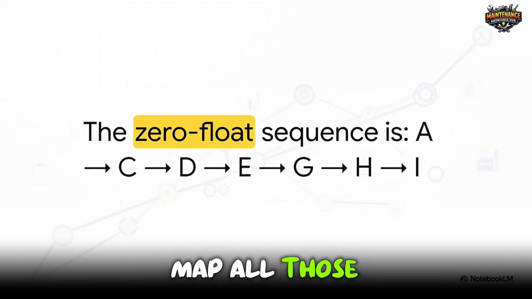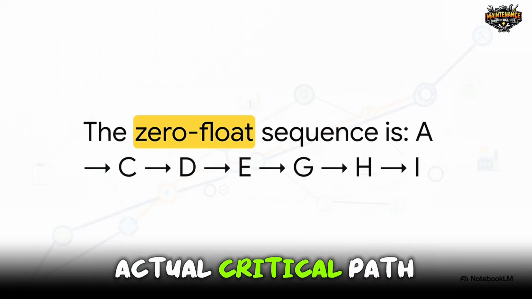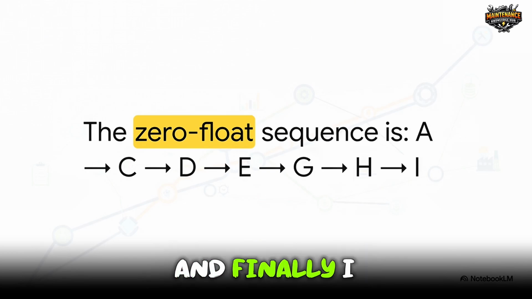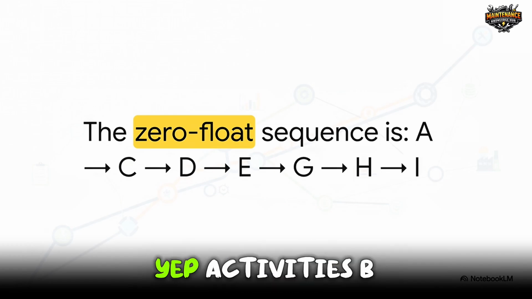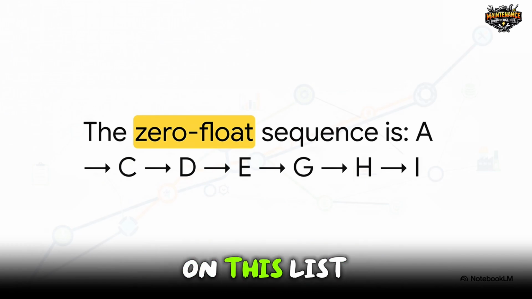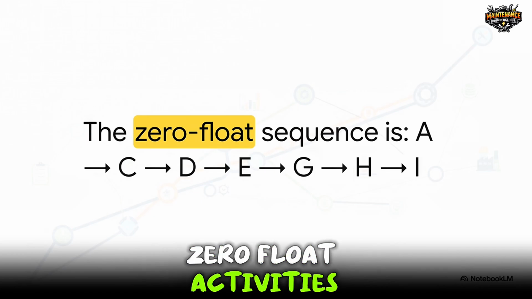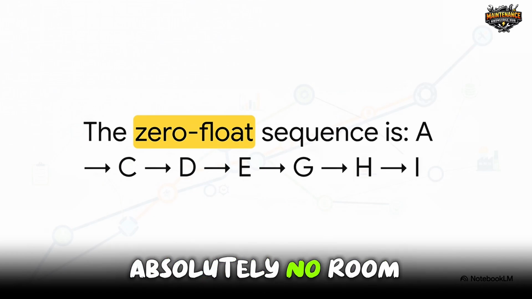Now, when you map all those dependencies out, you reveal the actual critical path for this pump system. In this specific case, it runs from activity A to C, D, E, G, H, and finally I. Notice anything missing? Yep, activities B and F aren't on this list. That's because they have a little bit of that float, that breathing room we talked about earlier. But this main sequence right here, these are your 0 float activities. This path allows absolutely no room for error.